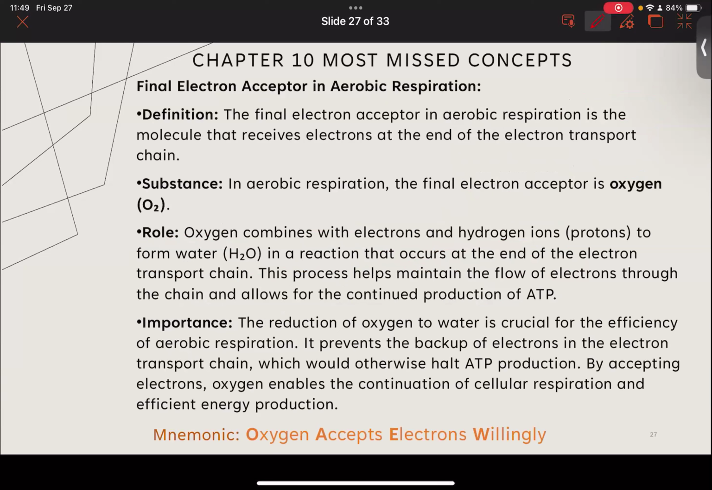Alrighty, final electron acceptor. I don't know how people keep getting this one wrong. This one's kind of frustrating for me, when I look at these and see that people are still getting it wrong, but it is one of the most commonly missed concepts. The final electron acceptor in aerobic respiration is, I feel, literally in the word. Okay, what is the final electron acceptor in aerobic respiration? It's oxygen. It's oxygen.